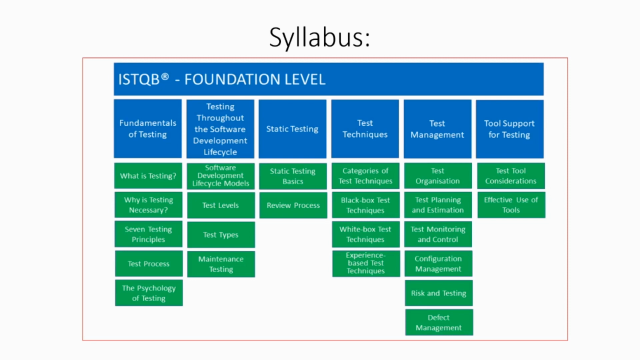Here we will analyze the different models of the software development lifecycle. It can be the waterfall model, spiral model, V model, agile model, and how testing is applied in all these kinds of models. The third very important topic is static testing. Here we will see what the review processes are and the basics of static testing. Then a very important topic is test techniques. Here we will see the major black box and white box testing techniques. We will also go through some experience-based test techniques.